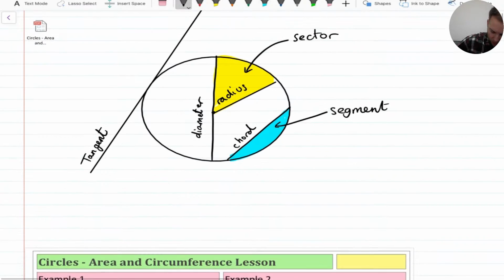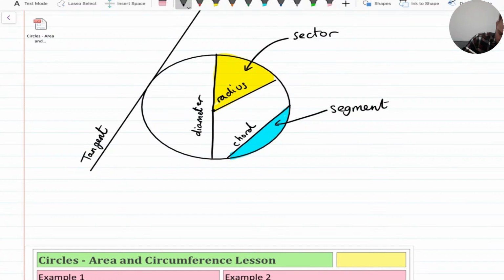Now the thing that we do need to know with this are the two formulas. So we need to know the area of a circle. Does everybody know what the area of a circle is? Yeah, so that area is equal to pi r squared. Yes, spot on.